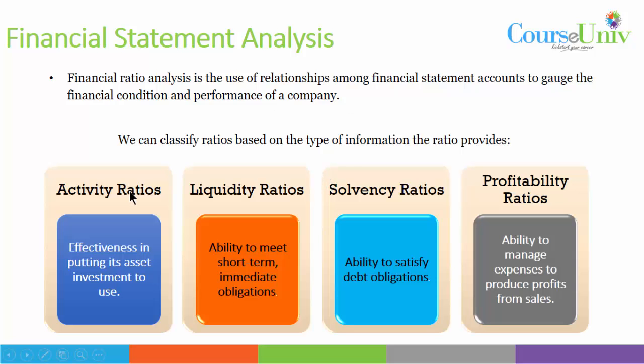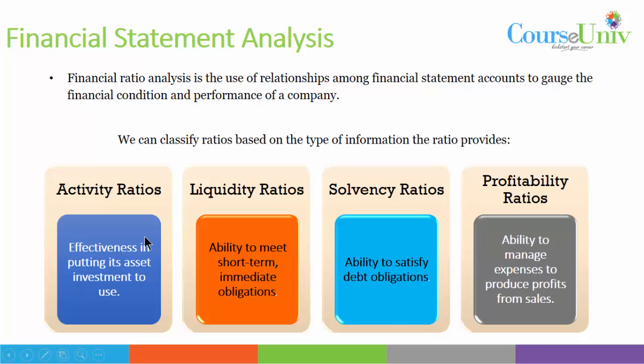First, the activity ratios. The activity ratios basically judge the effectiveness of putting its asset investment to use. The liquidity ratios judge the ability to meet short-term immediate obligations. Solvency ratios judge the ability to satisfy debt obligations, and profitability ratios judge the ability to manage expenses to produce profits from sales. Let us discuss this in a little more detail.